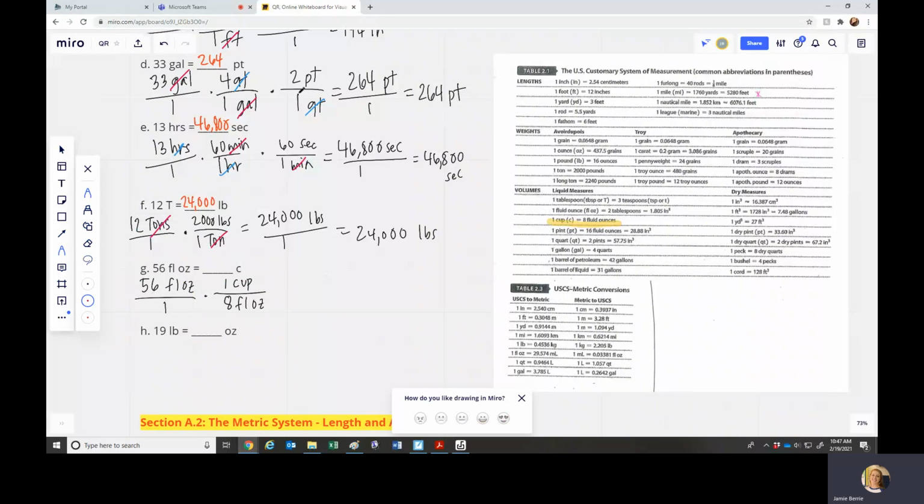All right, so cancel out your common units. Fluid ounces cancels with fluid ounces. We're left with cups in the top, which is what we wanted. So we know we're done. We don't need any more unit factors. We can just go ahead and multiply across the top, multiply across the bottom. 56 times 1 is 56 cups over 1 times 8 is 8. 56 divided by 8 would be 7. So that's the same thing as 7 cups.